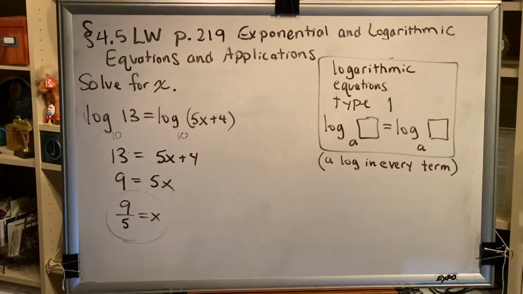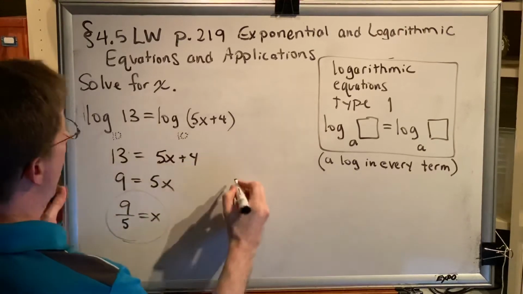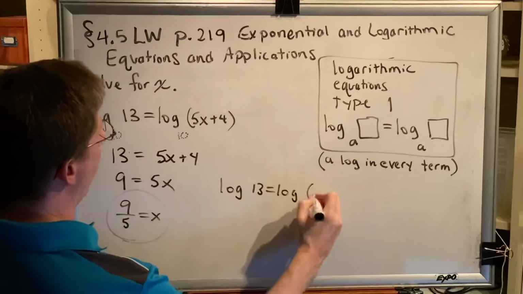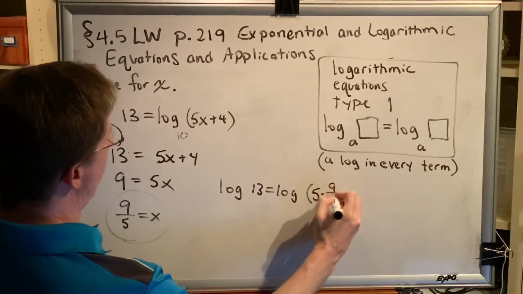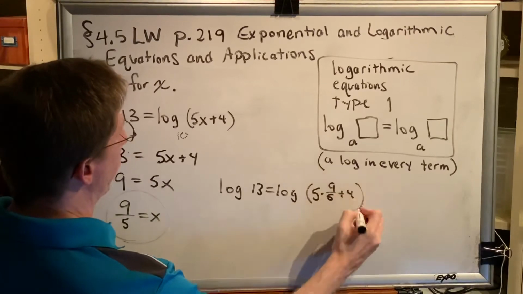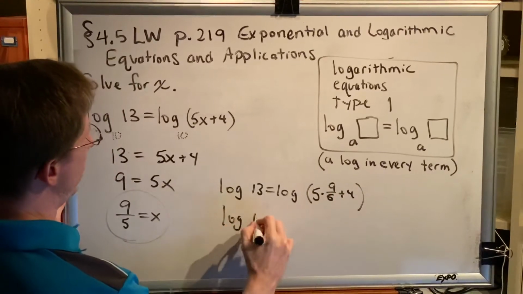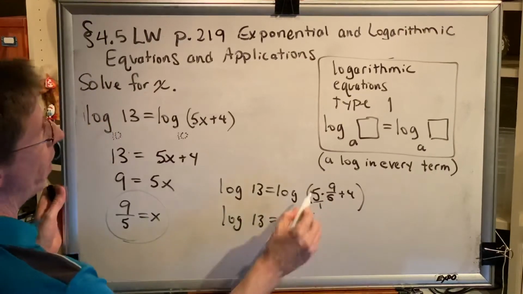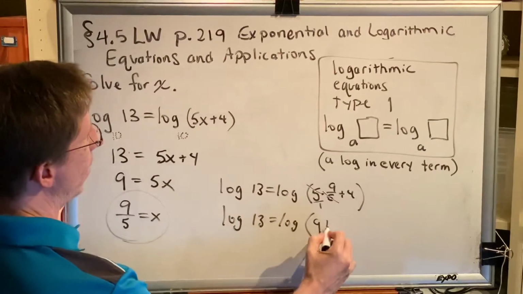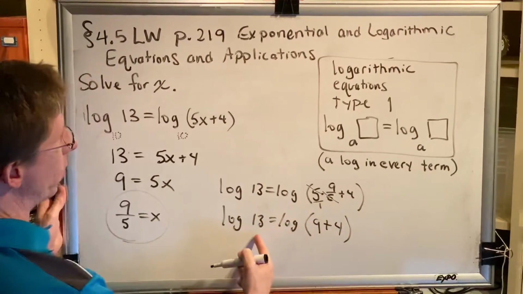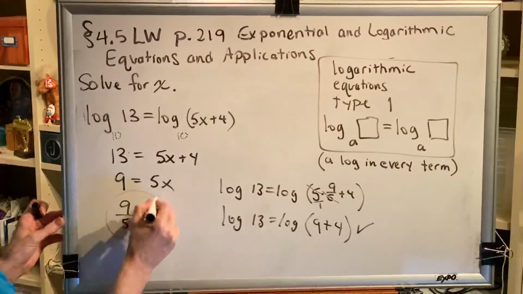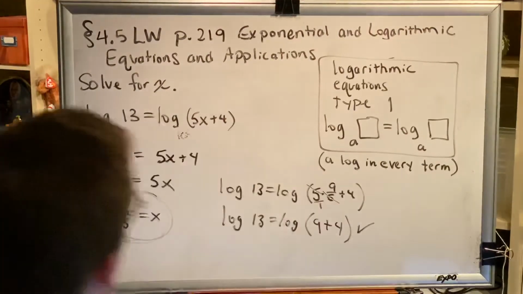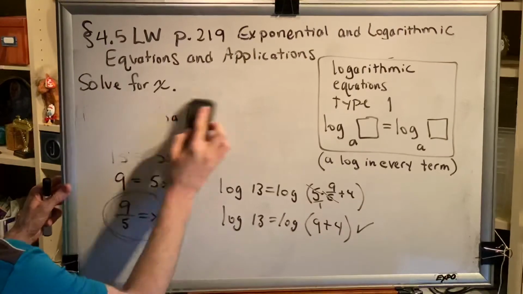We must check it, so we plug it back into here, and we get log of 13 equals log of 5 times 9/5 plus 4. Log of 13 equals log of 5 is the same as 5 over 1. These 5's cancel, and I get 9 plus 4. 9 plus 4 is 13, so it checks. Our final answer is x equals 9/5. All right, that was a short and easy one, so let's do one that's a little bit longer.